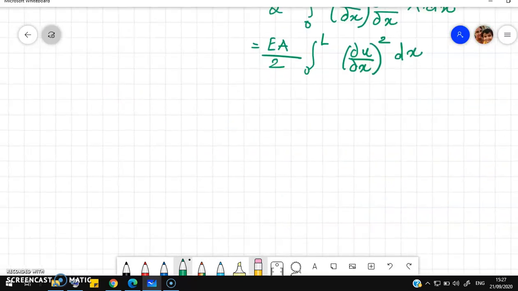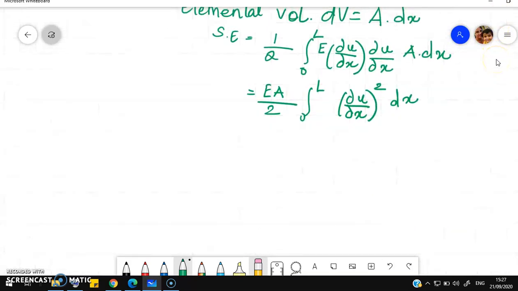Now we have calculated the strain energy term. The next term we have to calculate is the work potential, and the work potential WP is given by the external force acting P into the displacement at that point of application of the force, which we had assumed to be UP. Okay, negative sign.